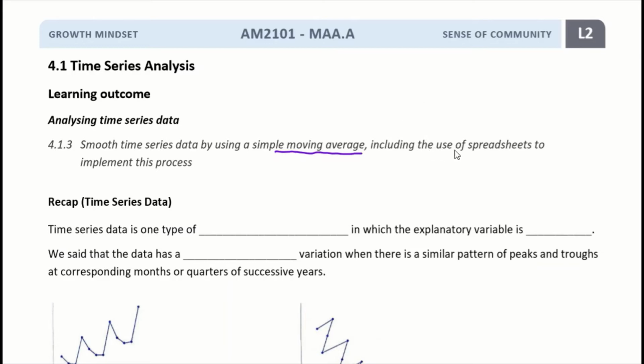For the part where we use a spreadsheet to implement this process, we'll be looking at it in the next lesson. Alright, so let's start with a recap of what we learned during the past lesson.